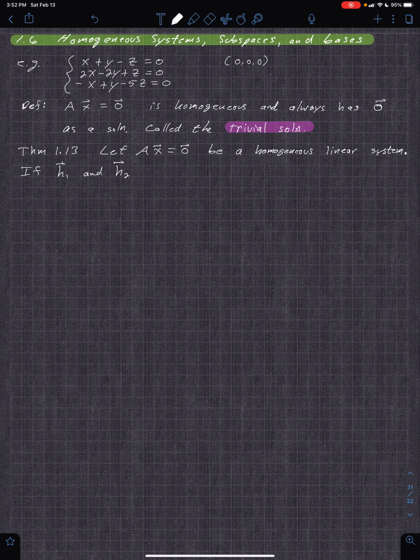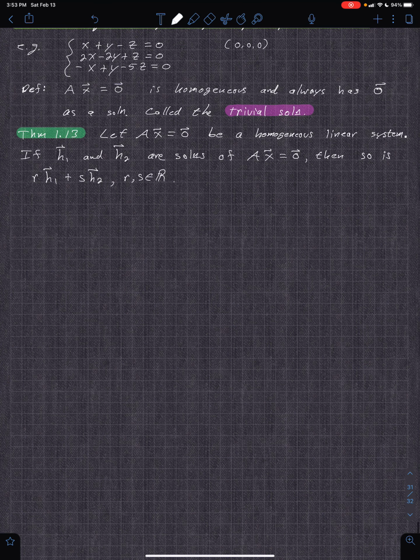So I'm saying H1 and H2 are solutions of AX equal to 0, then so is their sum that looks like this: a constant R times H1 plus a constant S times H2, for R and S in the reals. So let's look at the proof of this.